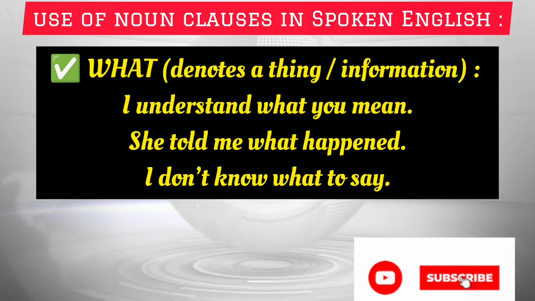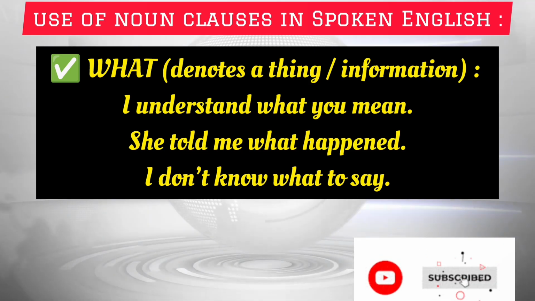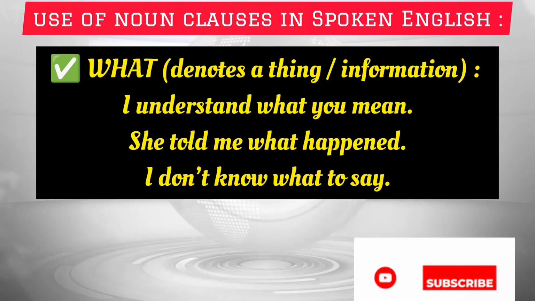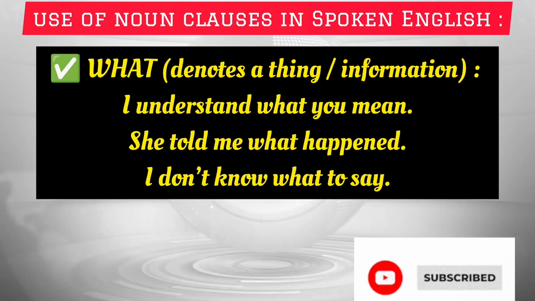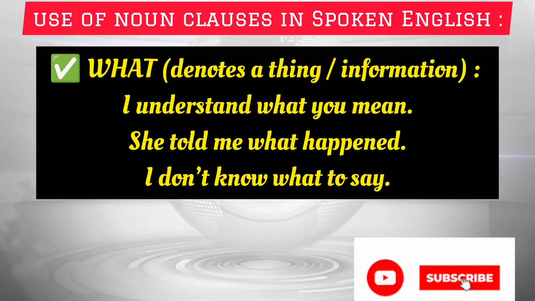Up next, we see the second example. She told me what happened. So what happened is a noun clause over here. I'm quite sure it's clear. That means the thing that happened. As you see the third example, I don't know what to say. So in this way, you can use what to denote a thing or information.